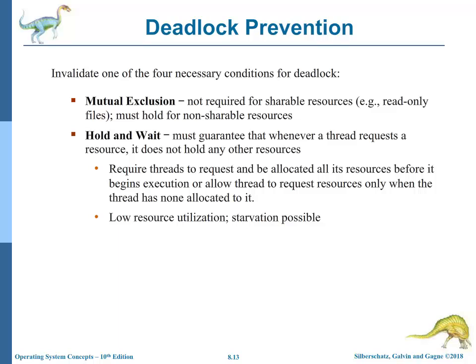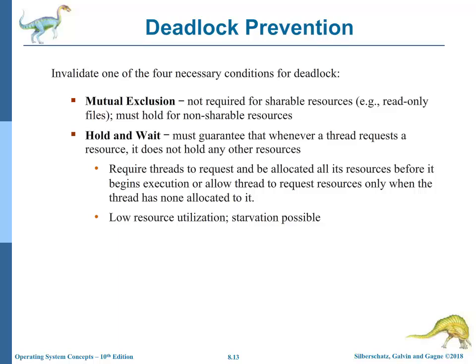Mutual exclusion. The mutual exclusion condition must hold. That is, at least one resource must be non-shareable. Shareable resources don't require mutually exclusive access and thus cannot be involved in a deadlock. For example, shared resources such as read-only files never lead to deadlocks. But resources like printers and tape drives need exclusive access by a single process.